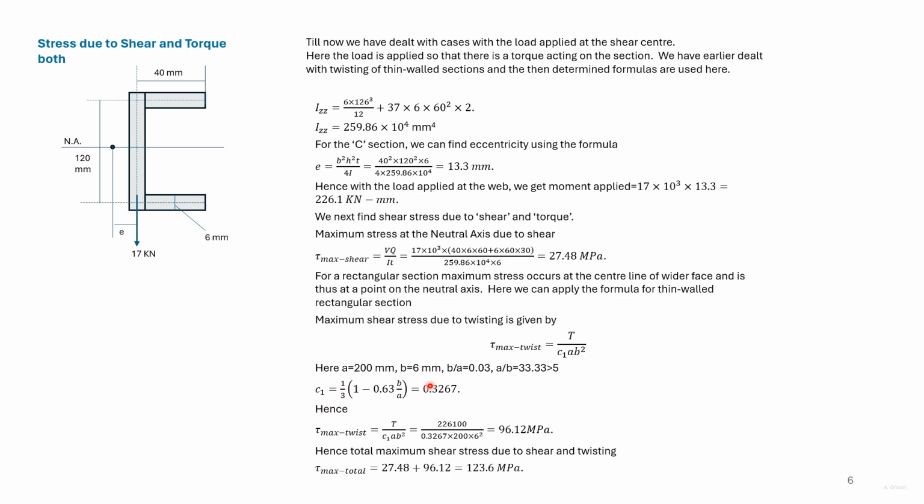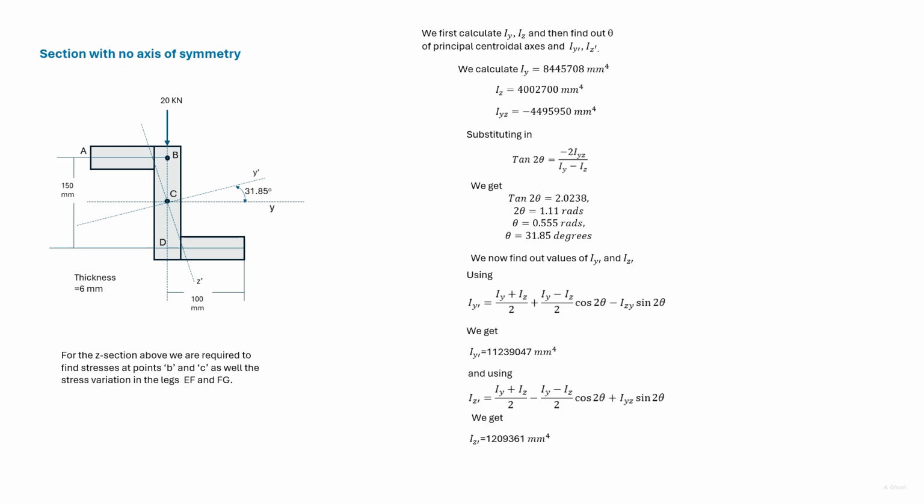We find C1. We then substitute the values we have earlier obtained for the torque to get the maximum stress due to torque. Maximum shear stress will be on the side where the two stresses add up. So we find tau max total. The force shown here and in the next problem is considered to be the internal force acting on the section.